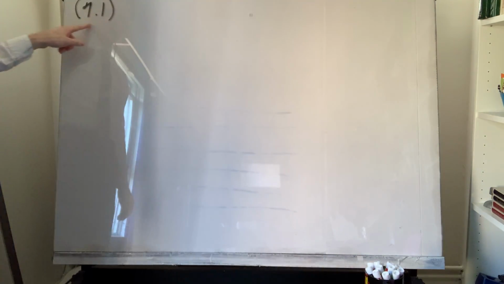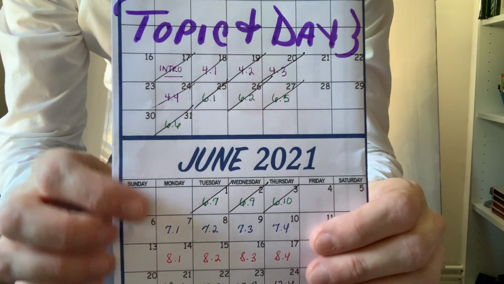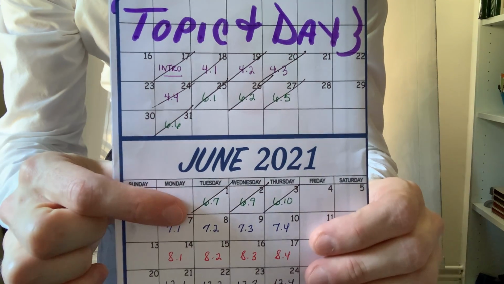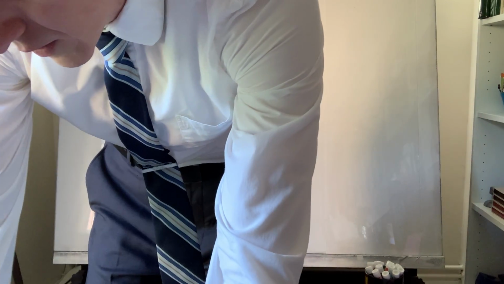Today we're going to be starting a new chapter, chapter 7, so we'll be covering section 7.1. Here's the calendar. Let's see, today is Monday, June 7th, so we'll be covering section 7.1. Okay, very good. Still on schedule, right?